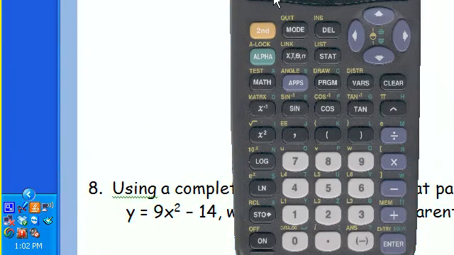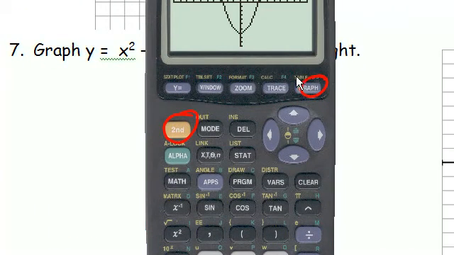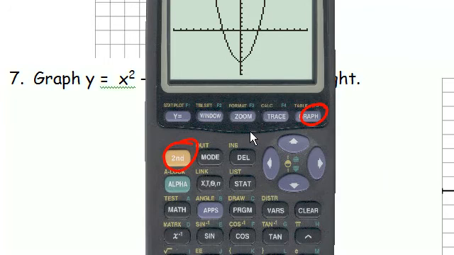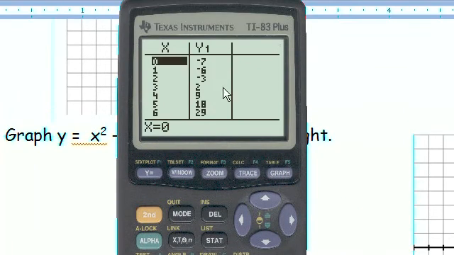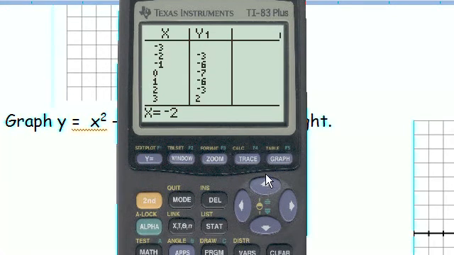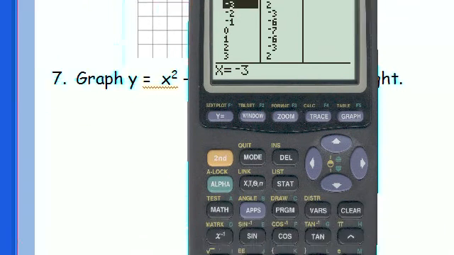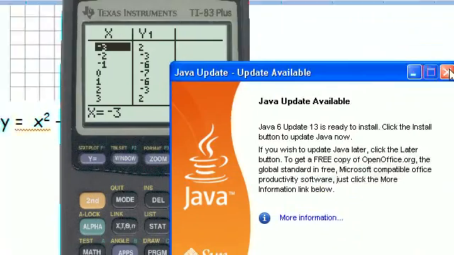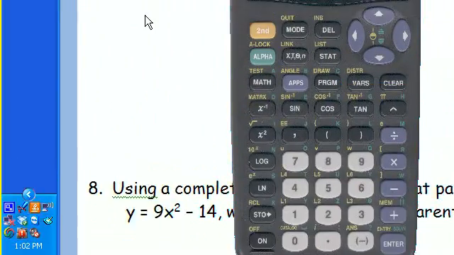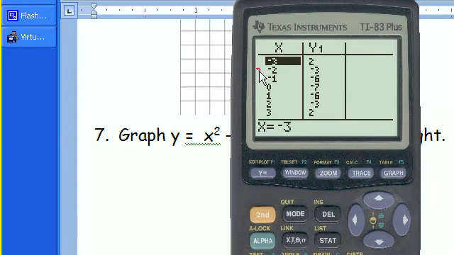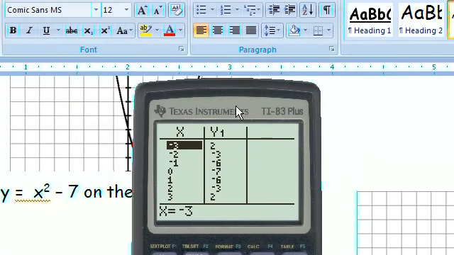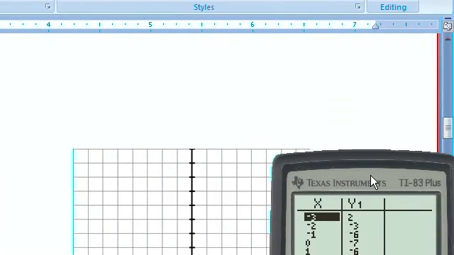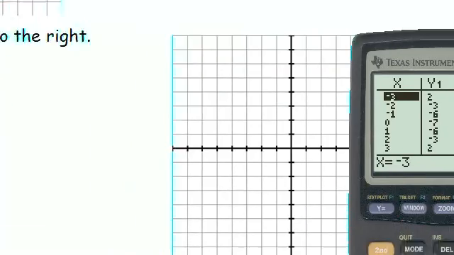What we're going to do is press second graph to bring up our table. So let's do that. Second graph. Here is our table. So I'll scroll up a little bit, get a good sampling of negatives and positives. What our table does is it gives us several points, x, y, several ordered pairs that we can plot on the graph over here. So let me move my calculator right next to our graph, and let's do some graphing.